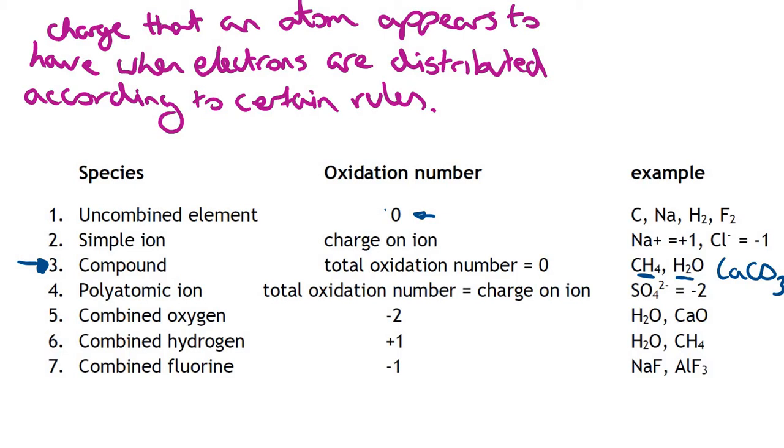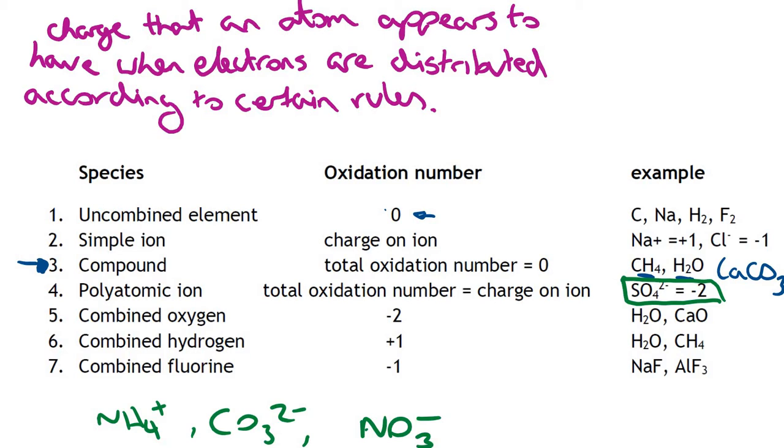So the total oxidation number for the polyatomic ion will be the charge on the ion, similar to the total oxidation number of a compound being 0, and the fact that for a simple ion the oxidation number is just the charge on the ion. Here I've got an example that a sulfate has a total oxidation number of -2, just like carbonate, CO3 2-. An ammonium ion, NH4+, will have an oxidation number in total of +1. Nitrates, NO3-, the total oxidation number there will be -1.